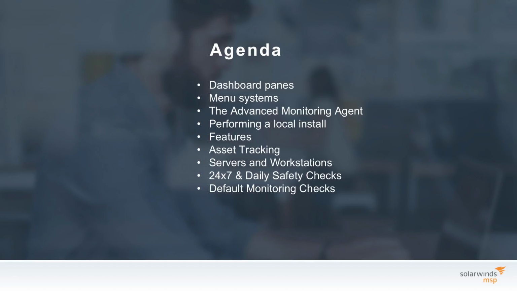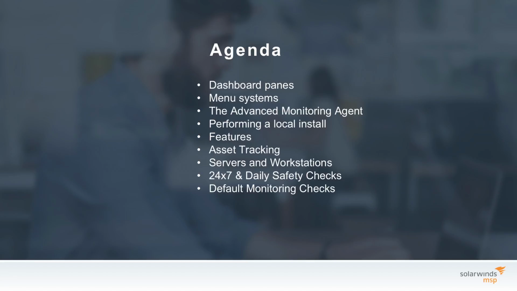look at is the dashboard pane, so how the dashboard is broken up. We're then going to have a look into the menu system, which is where we go about turning things on or off. We're going to have a look at the advanced monitoring agent. So this is what's going to get installed on every device that you're going to deal with. We have performing a local installation. So this is going to be our basic installation. It's generally how most people do their first install of an agent when you're just testing things out.